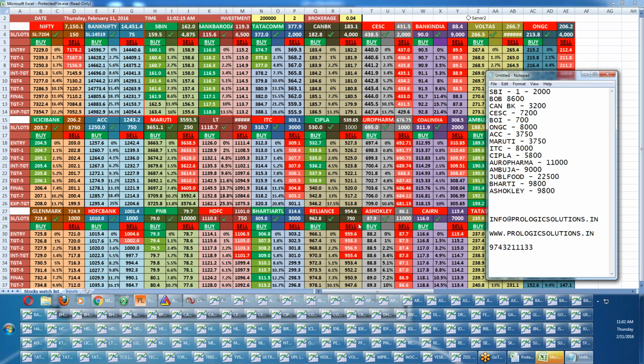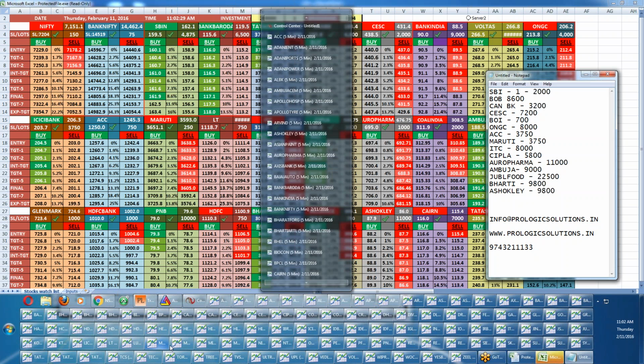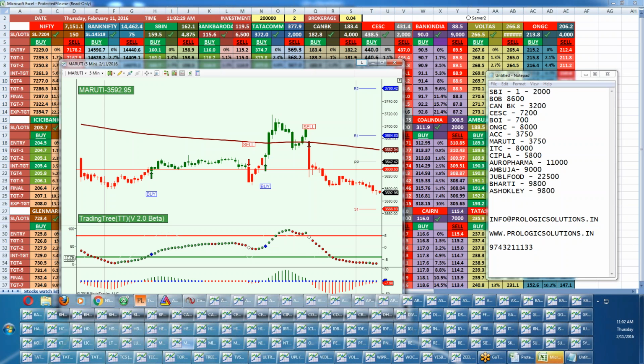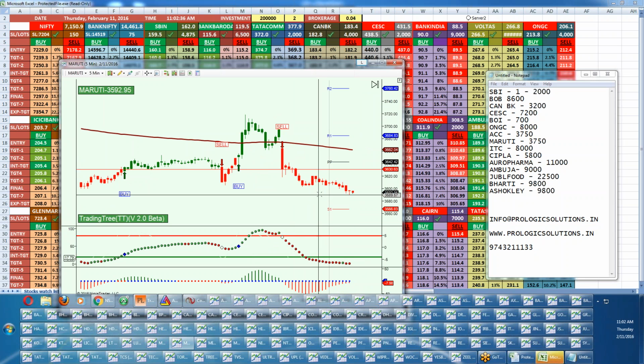Reliance has done its intermediate target. You can just see this here. Maruti, let's pull the chart. There is still downside for Maruti. It can go down to 3566.